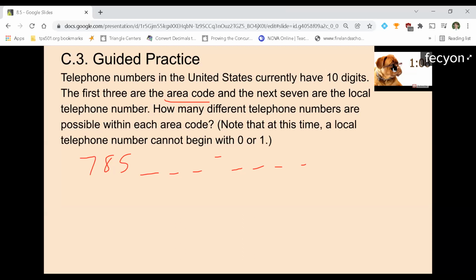You're going to tell me all the possible phone numbers we can have in our area code 785. Just in our area, not across the US. I got excited at the beginning. I had to tell the thing. Well, sure. That happens.